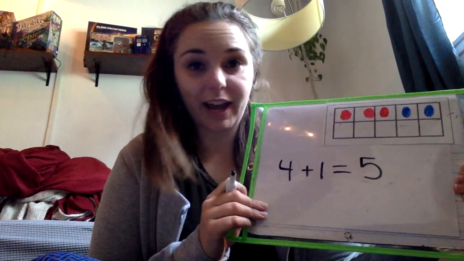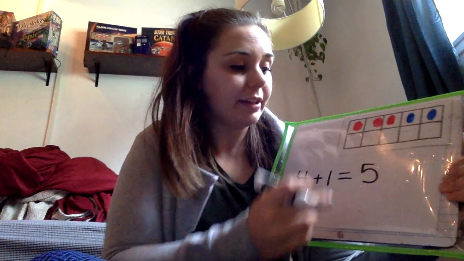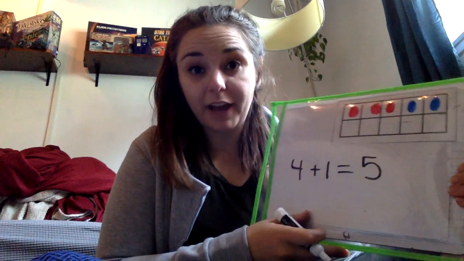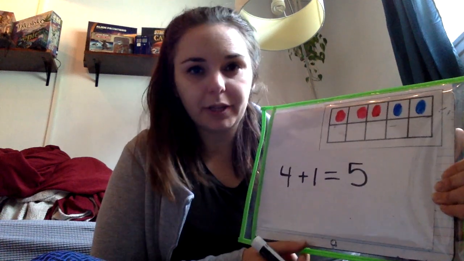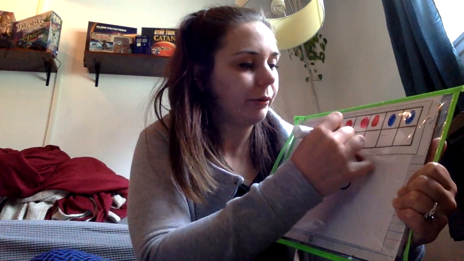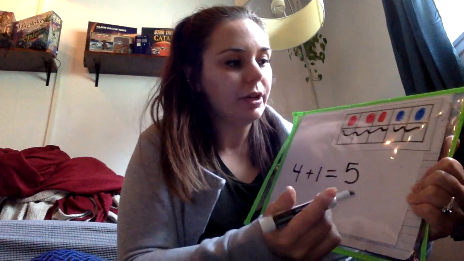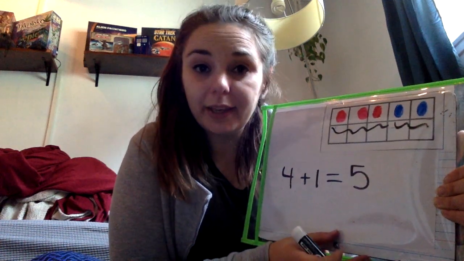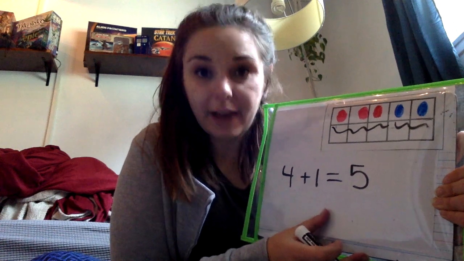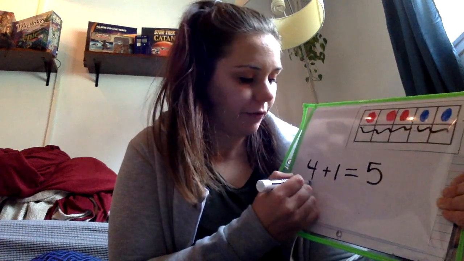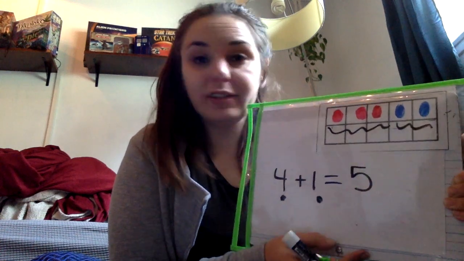This is not in the fact family. There are 5 red dots, and 4 plus 1 does equal 5. But this does not show 4 plus 1. This shows 3 plus 2. And in this fact family, 3 and 2 and 5 are in the fact family, not 4 and 1. 5 is, but 4 and 1 are not. So this would not belong in the fact family.